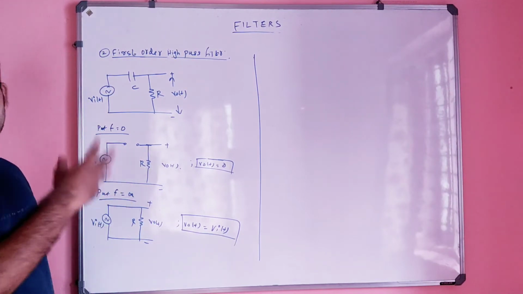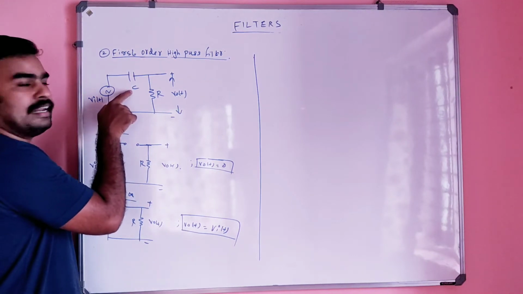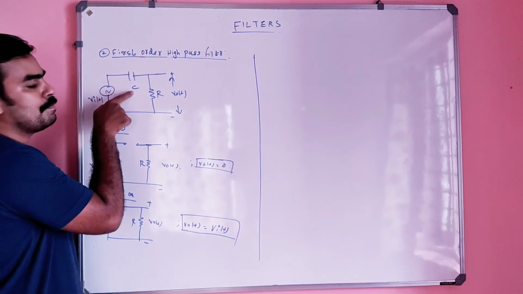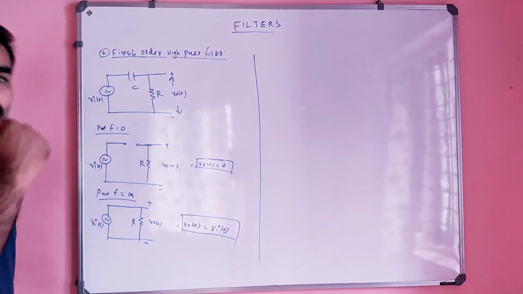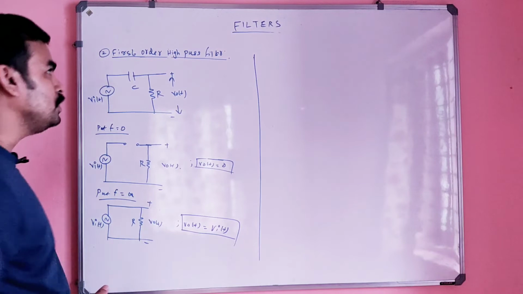So as of now, it is inductor and capacitor that are dynamic elements, right? In the figure, see here also one capacitor is there. That is why the order is equal to 1. So that is the meaning of order.